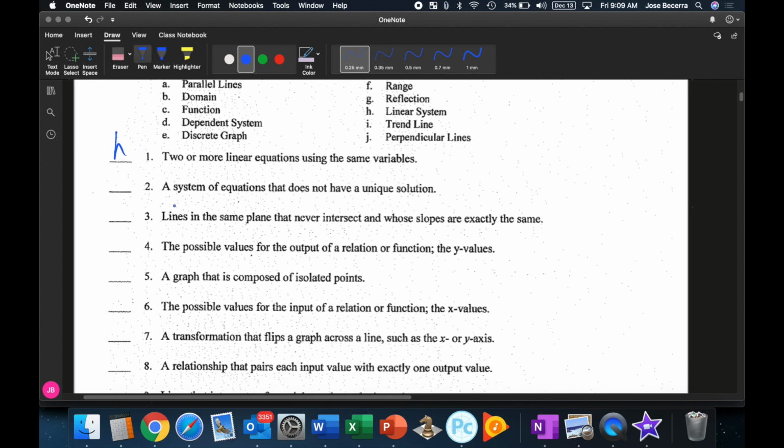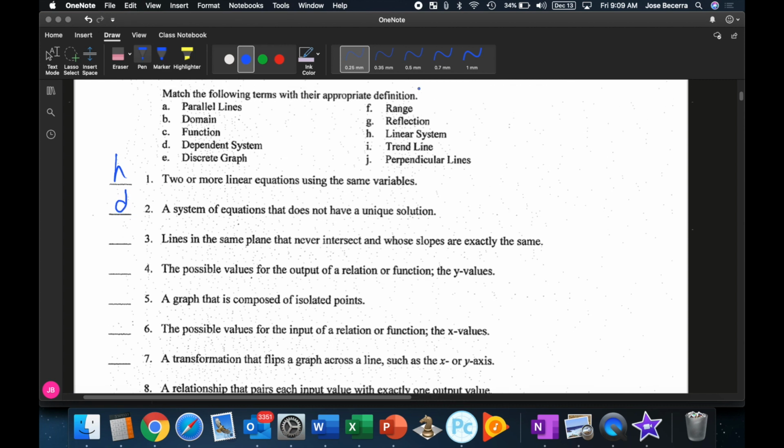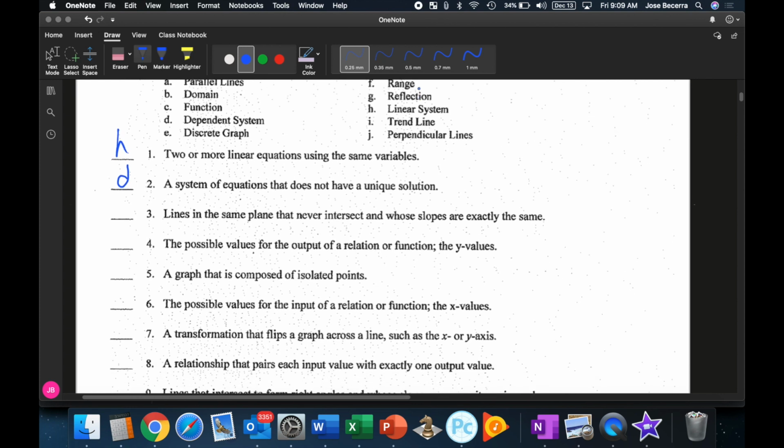Two, can somebody, oh. A system of equations that does not have a unique solution. This is a? It's a dependent system, right? There is no independent in our word bank, so it's not that one.